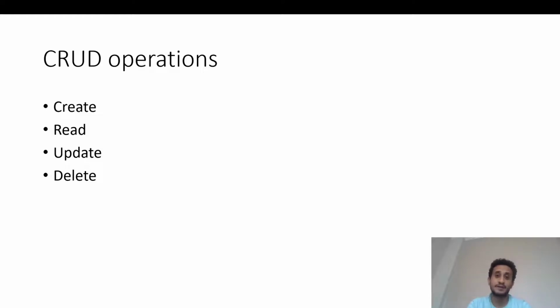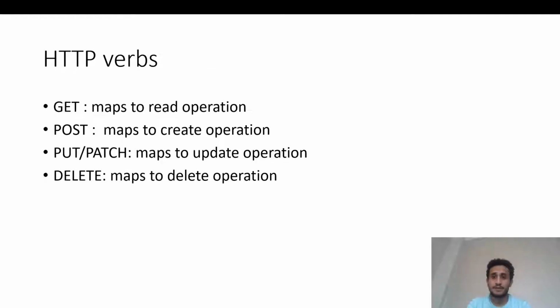You either create a new resource, update an existing resource, read existing resources, or for sure, delete an existing resource. HTTP verbs are the way your front end talks to your back end, and the most used HTTP verbs are GET, which is mapped to the read operation, POST, which is mapped to the create operation, PUT and PATCH, which are mapped to the update operation, and DELETE, which is mapped to the delete operation.